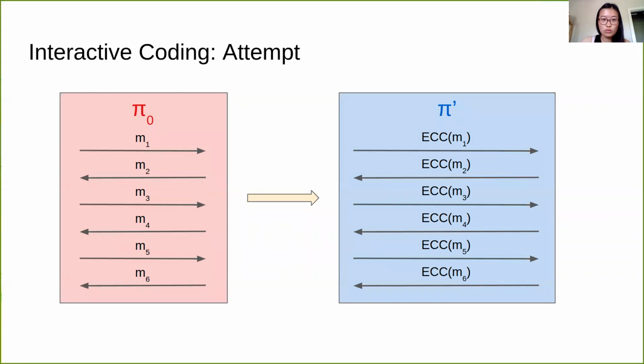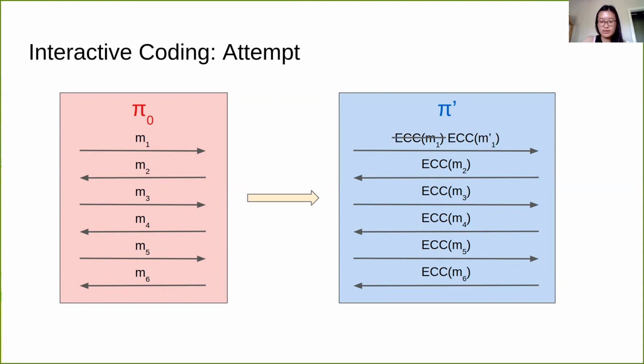So I want to say a word about why this problem isn't just trivial. Consider the following transformation. You have an original protocol pi naught, and you convert it to this following protocol pi prime, where for every message you just send the error correcting code encoding of the message that was in the original protocol. The reason why this doesn't work is because the adversary is given a budget of a constant fraction of the entire communication of pi prime, which means that they have more than enough budget to just corrupt the first message entirely.